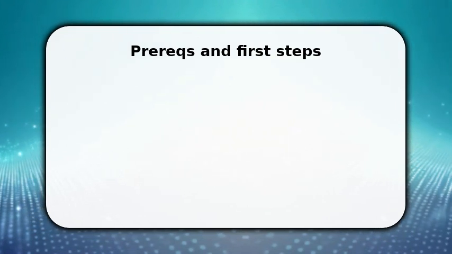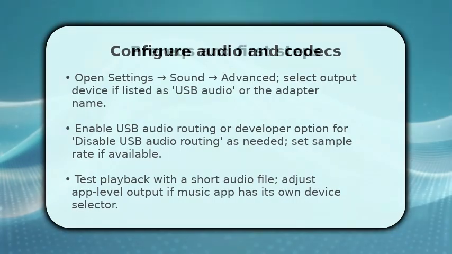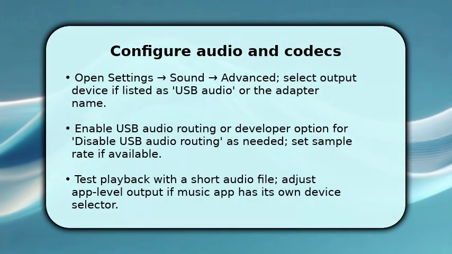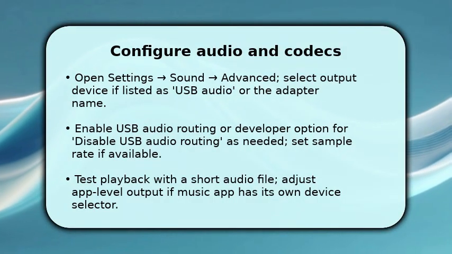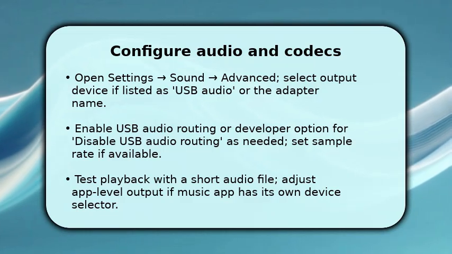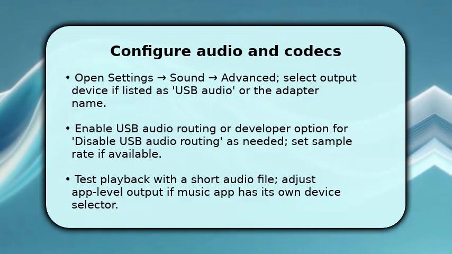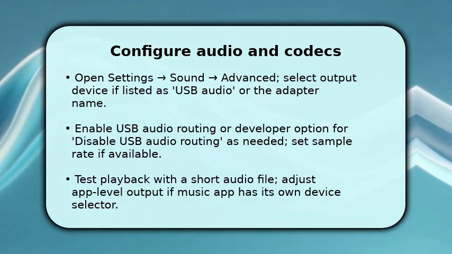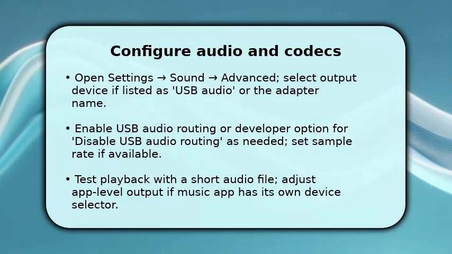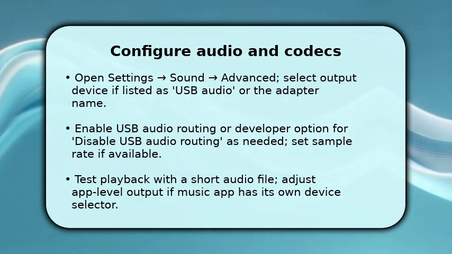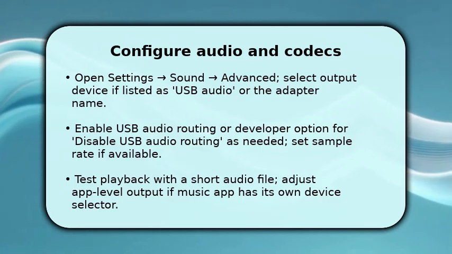Once Android recognizes the adapter, you need to route audio correctly. Go to Sound Settings and choose the new output, listed as USB audio or the adapter's name, so media plays through the Lightning earphones. If audio is missing, toggle the USB audio routing option in Developer Settings or change the sample rate to match the earphones.